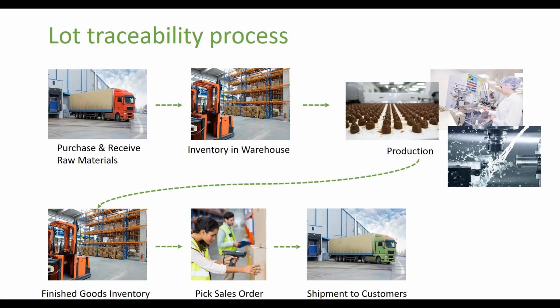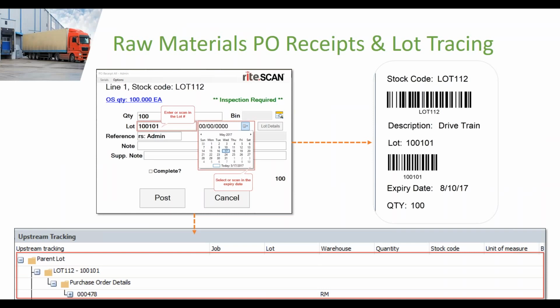So keeping that consistency and being able to track the flow of a lot through all of these processes is ultimately going to give you that visibility to understanding the life cycle of a specific lot throughout all of your different processes within your warehouse. So now that we've seen it from an overview, let's dive into each of these processes and take a look at how that works with riteSCAN and how that works with SYSPRO and how it works into your operations. So the first step is going to be receiving in raw material goods.